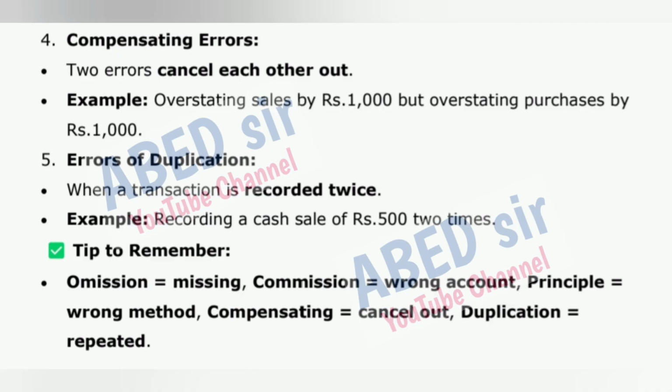Tip to remember. Omission is equal to missing, commission is equal to wrong account, principle is equal to wrong method, compensating is equal to cancel out, duplication is equal to repeated.